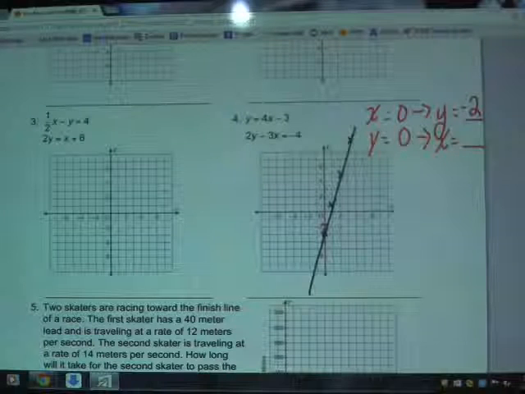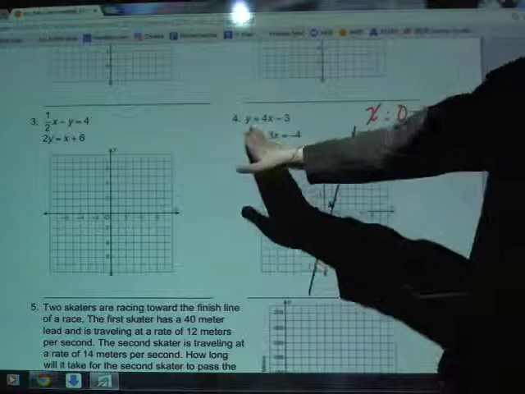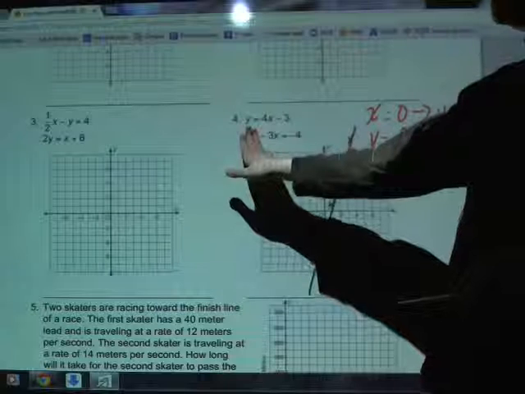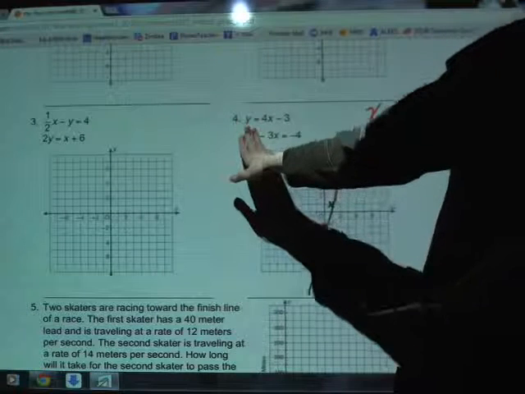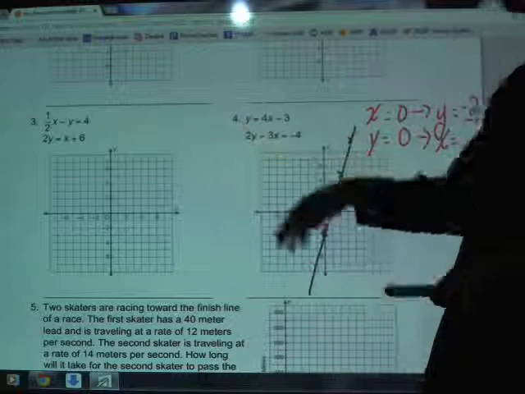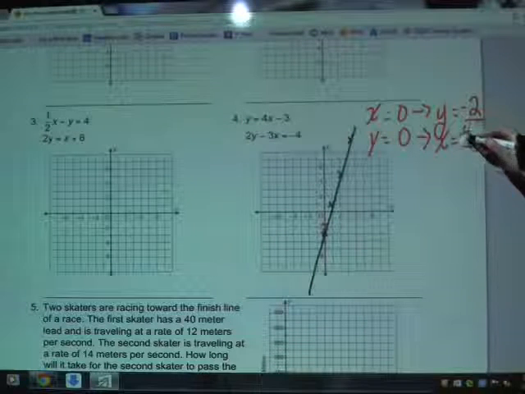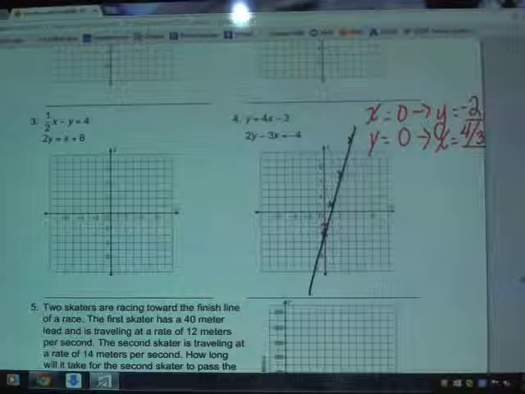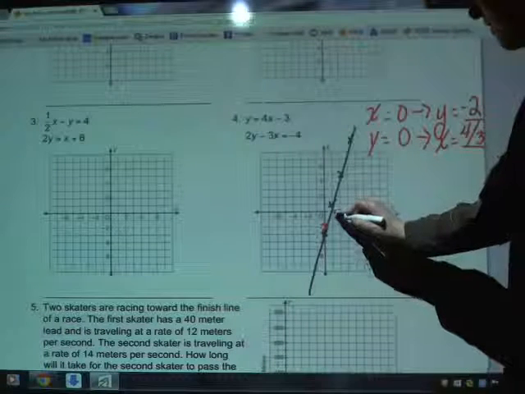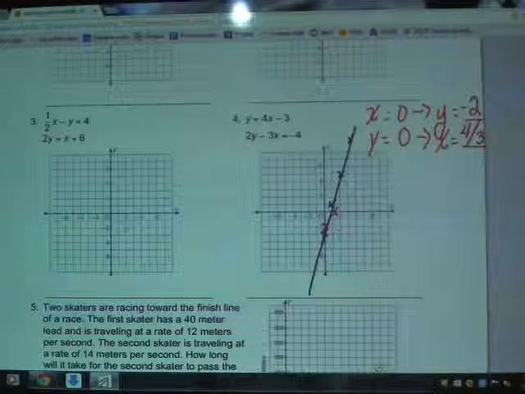All right, other way through, I'm going to let y equal 0. If I let y equal 0, that's going to disappear, and it's going to say negative 3x equals negative 4. Well, what value of x is going to make that work? The value of x that's going to make that work is 4/3, 4/3 being the same as 1.3 repeating. So something right about there.